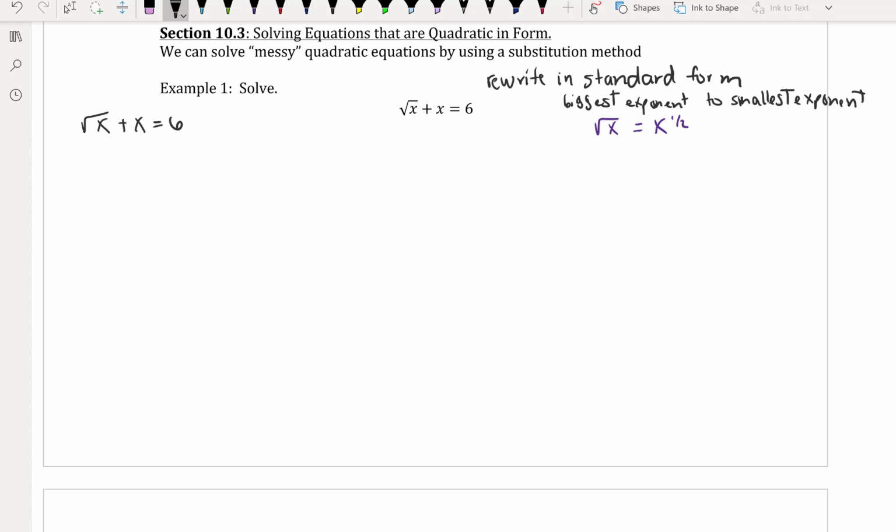If I want, I can see that square root of x as x to the 1/2, plus x to the 1 is equal to 6. So if I'm going to rewrite it in standard form, I'm going to have x to the 1 plus x to the 1/2 is equal to 6. So x plus x to the 1/2 minus 6 is equal to 0. Now this equation is written in standard form.